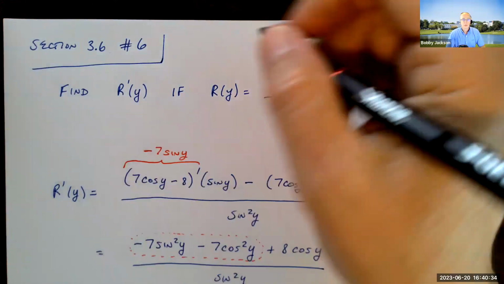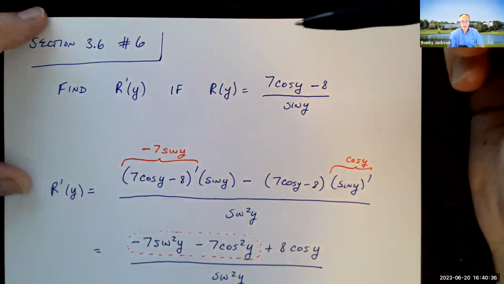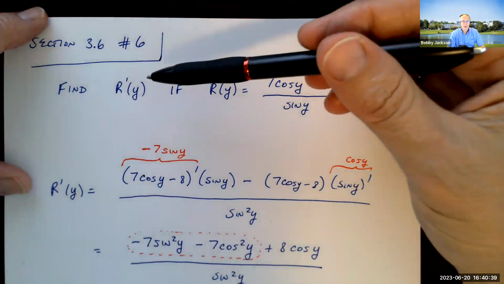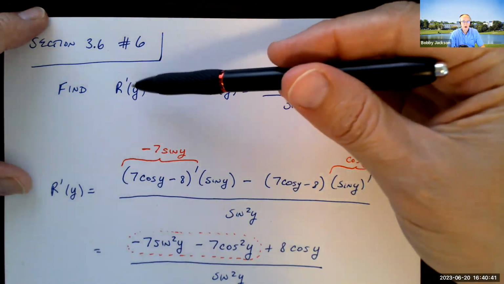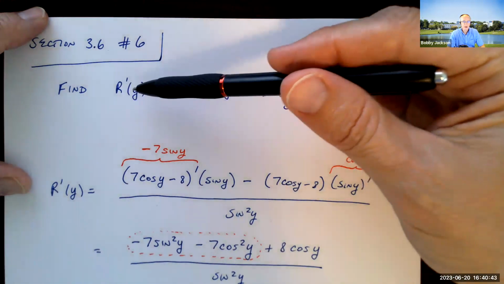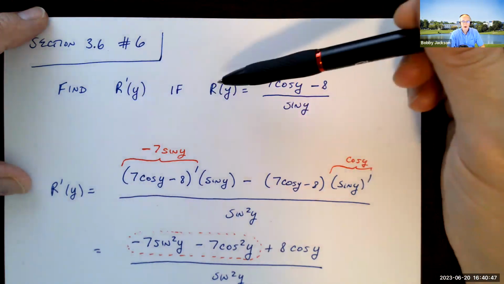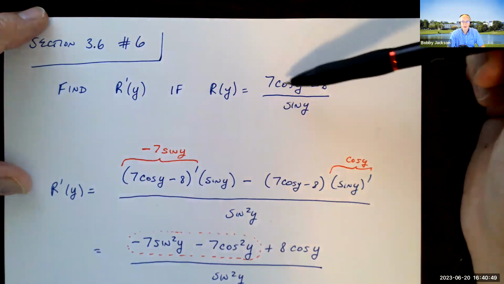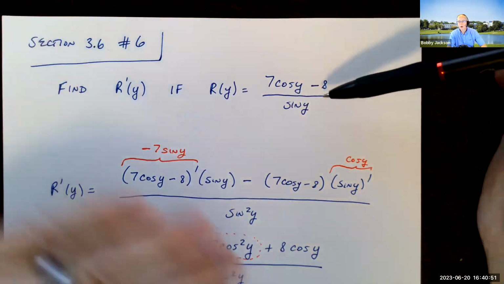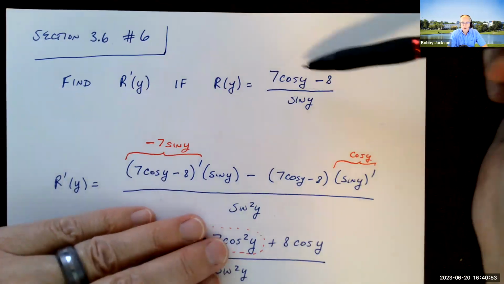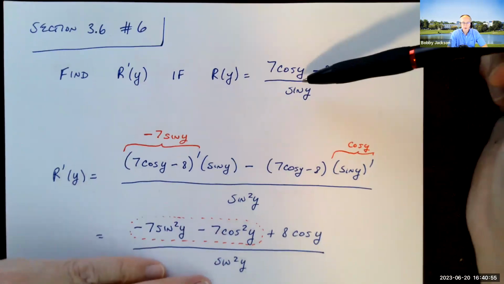Okay, everyone, we're going to look at number 6 in section 3.6. We're going to find the derivative, capital R prime of y. So capital R is a function of the independent variable y. If R of y is (7 cosine y minus 8) divided by sine of y. Again, your function that you're given might have slightly different numbers, but should look similar to this.